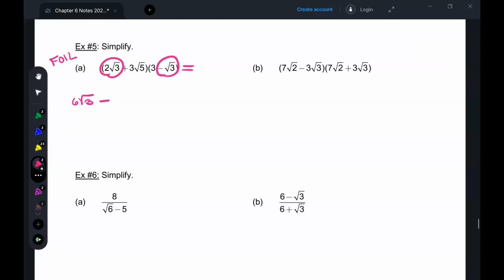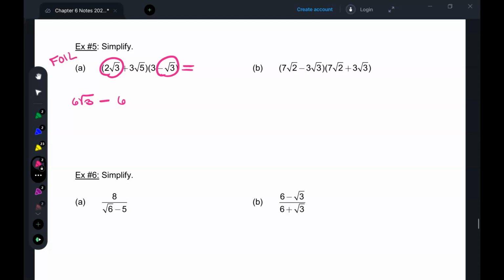So minus 2 root 9. Root 9 is 3, so it's 6. Because it's 2 times root 3 times root 3. Root 3 times root 3 is 3, so 2 times 3. How you got 6 root 3 is because you did 2 times 3, the 2 and the 3 on the outside.